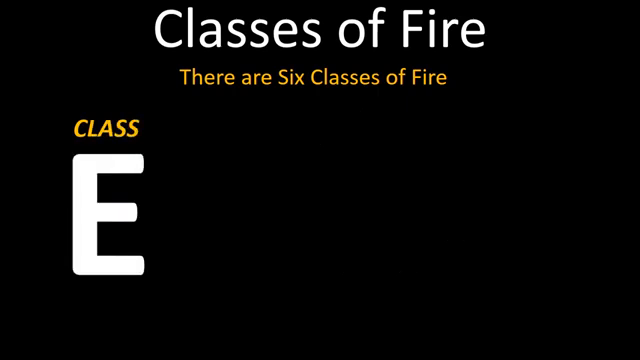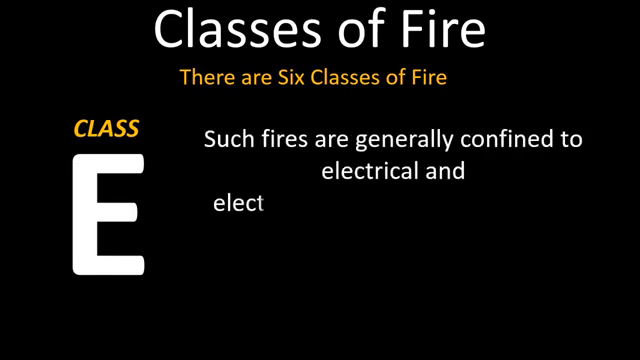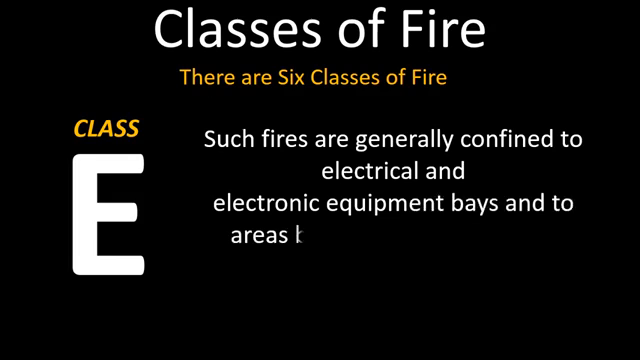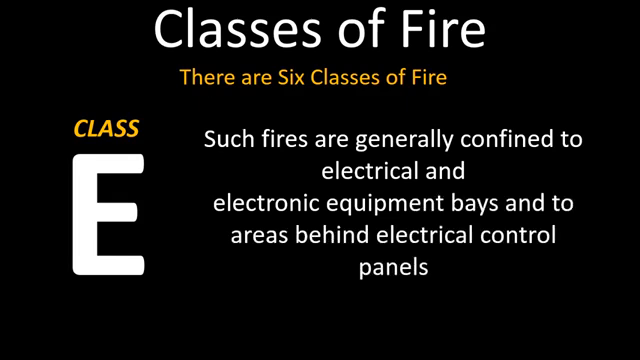Class E fires are those that involve energized electrical equipment. These fires require special care because of the dangers from the electricity in addition to those from the fire itself. Such fires are generally confined to electrical and electronic equipment bays and areas behind electrical control panels. Since the initial stages of electrical equipment fires are usually preceded by a large amount of smoke, these areas of an aircraft are generally monitored by smoke detection systems.